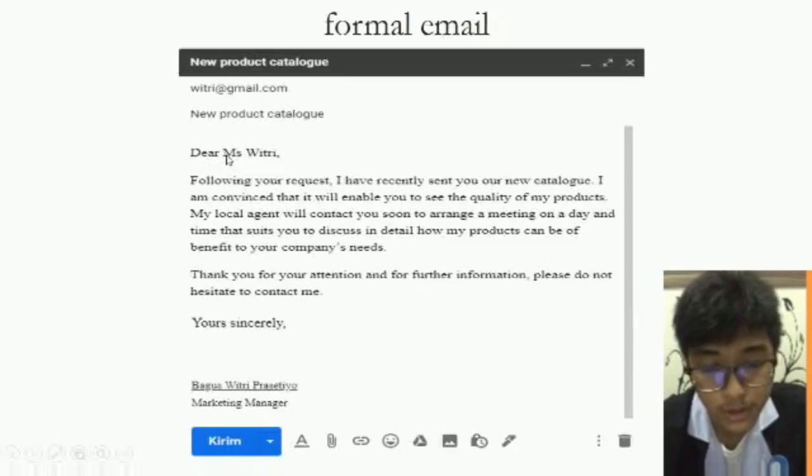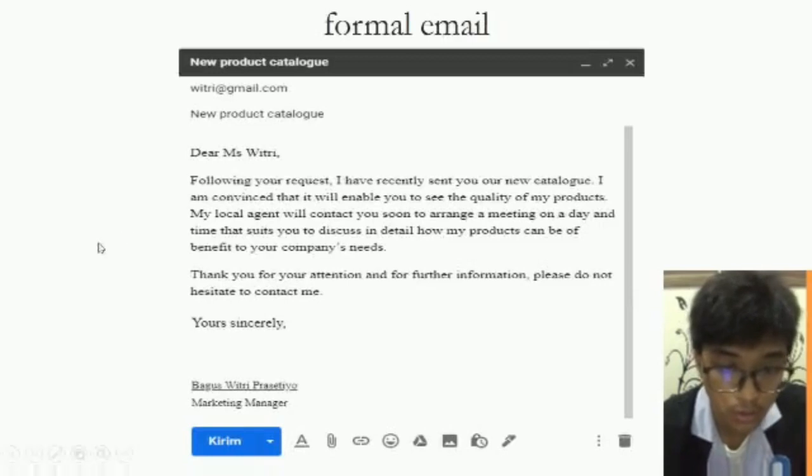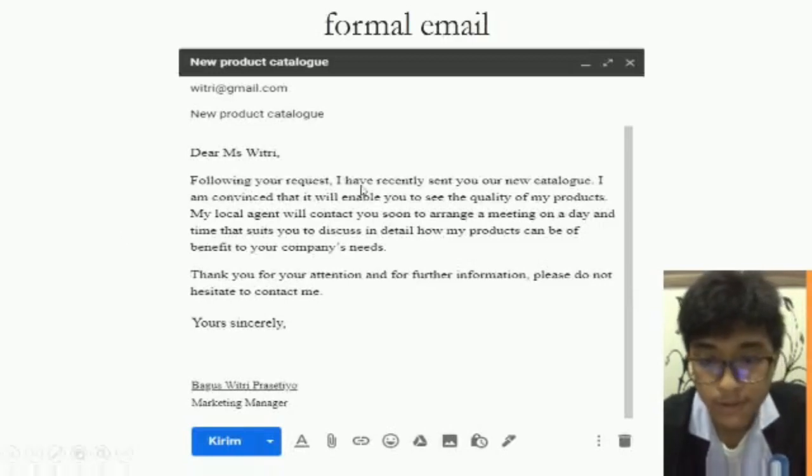After the greeting, you need an introduction sentence that indicates clearly the reason for writing, and this is consistent with the subject of the email. Introduce yourself briefly, and then follow up like this: Following your request, I have recently sent you our new catalog. After that is the body of the text.